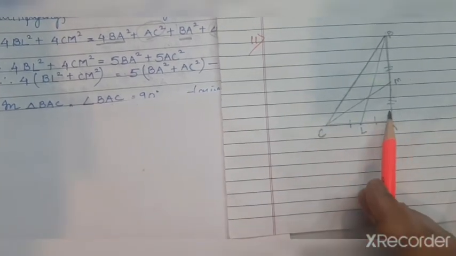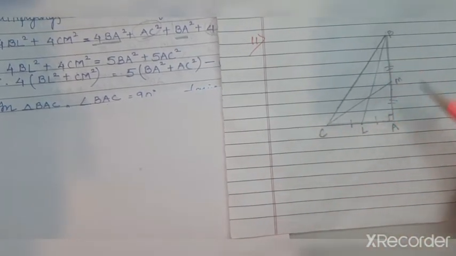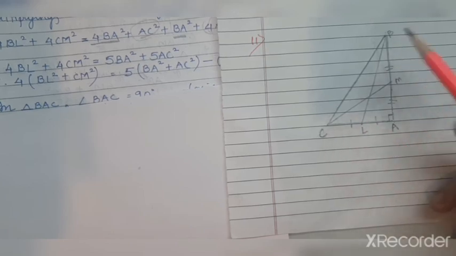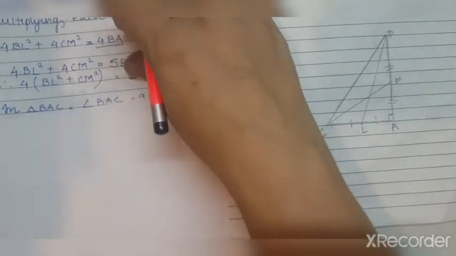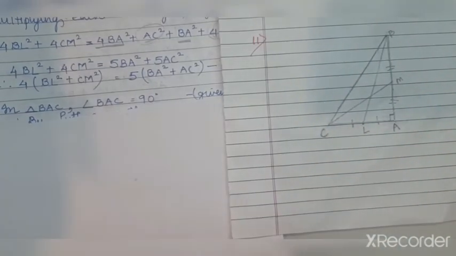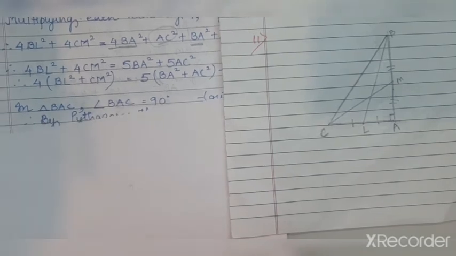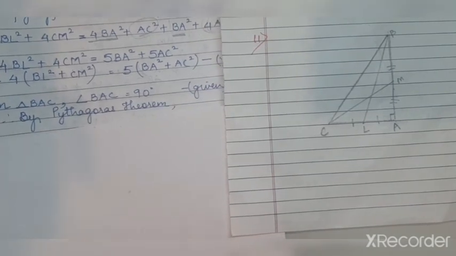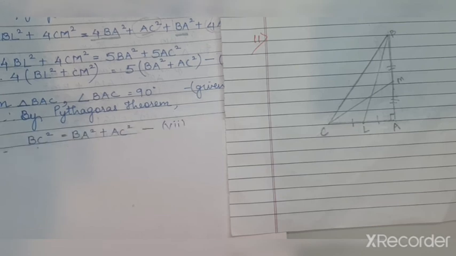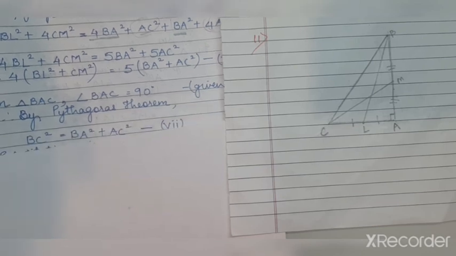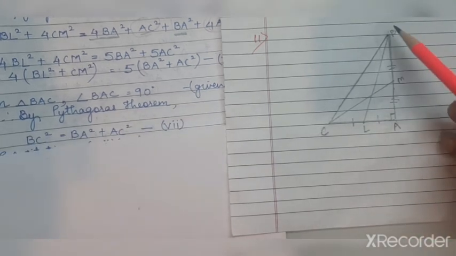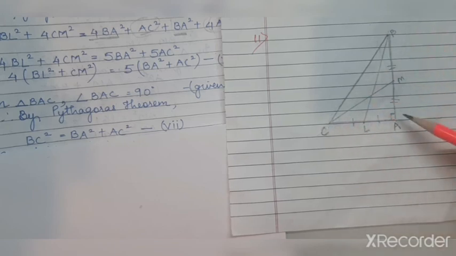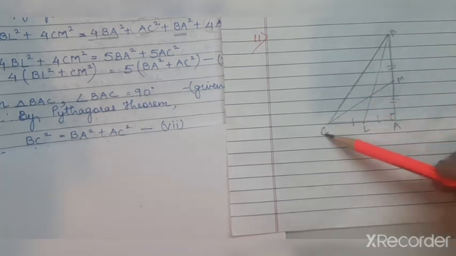So after this step, we will take triangle BAC, where angle BAC is 90 degrees. You can see in the figure, the big triangle BAC, where measure of angle BAC is 90 degrees. Therefore, by Pythagoras theorem, BC square is equal to BA square plus AC square. So, you see here BC square is equal to BA square plus AC square.